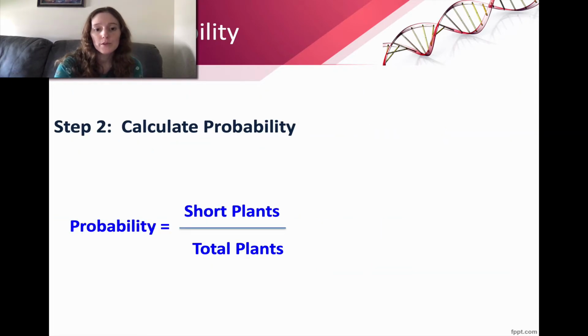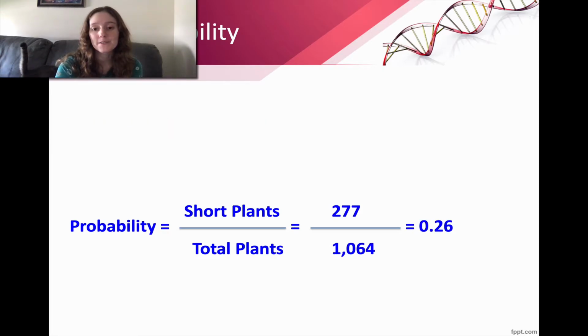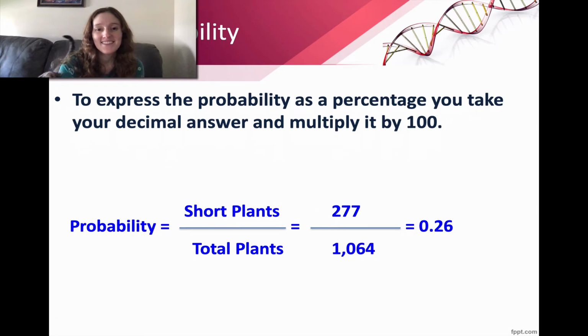So we're looking for short plants over total plants. So we take 277 divided by 1,064, and we get 0.26. Then we're going to take that number and multiply it times 100. So 0.26 times 100 gives us 26%.